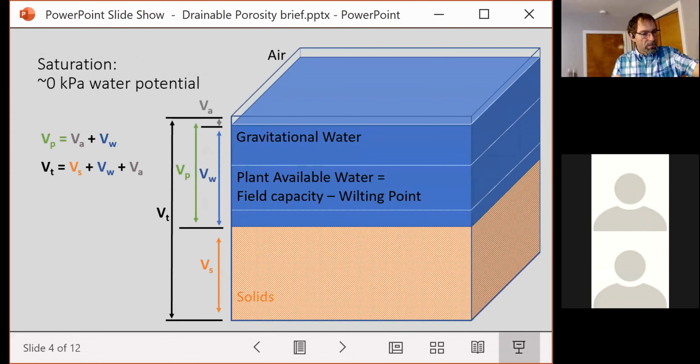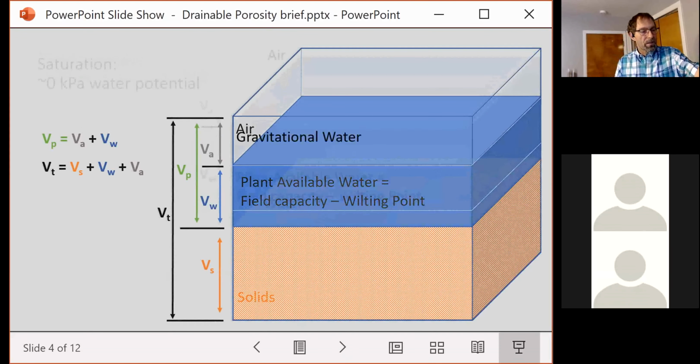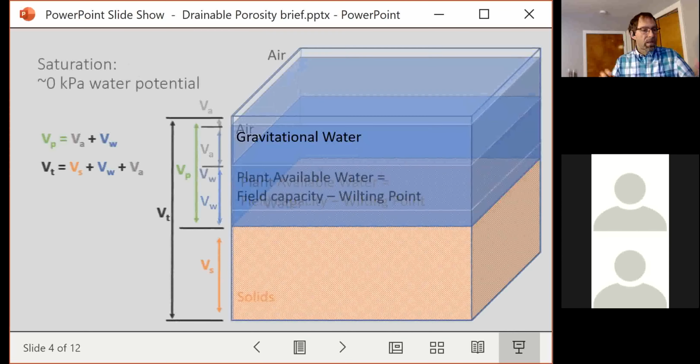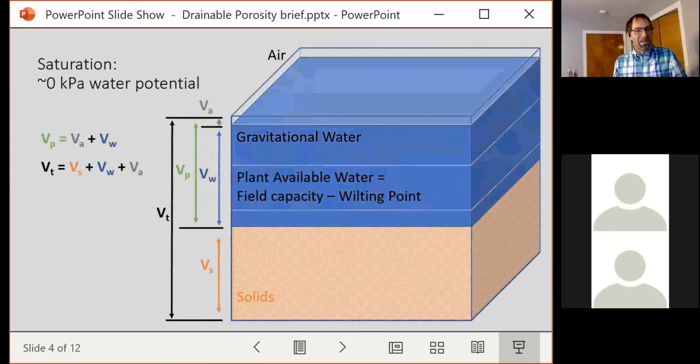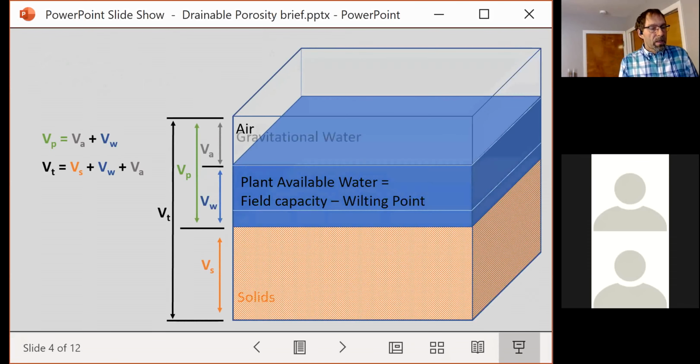So the gravitational water drains out. And once we reach that point, so we had gravitational water here. You can't see it when I'm pointing at it. You have gravitational water there. And that gravitational water is going to flow out of those larger pores under the influence of gravity. And when that happens, you're at field capacity. And the difference between field capacity and wilting point is the amount of water that the plants can use.